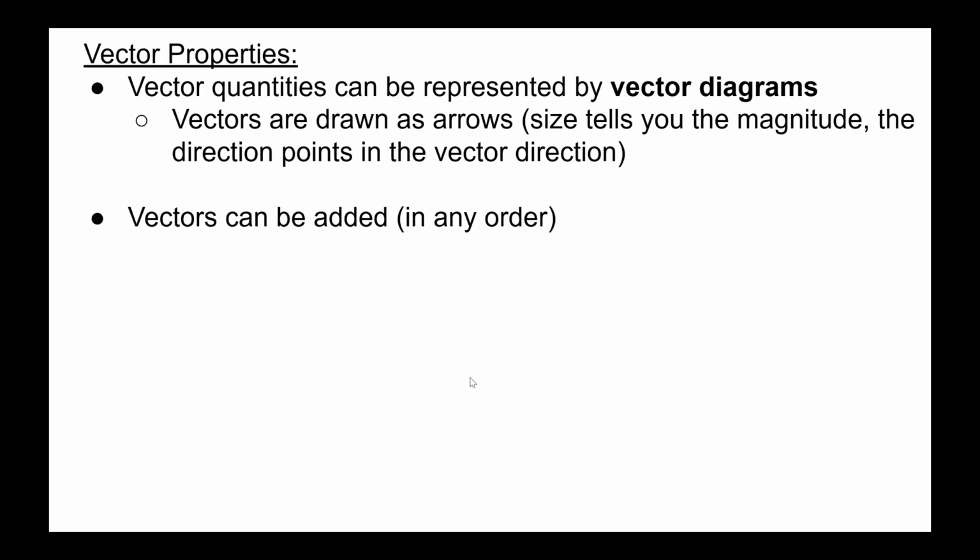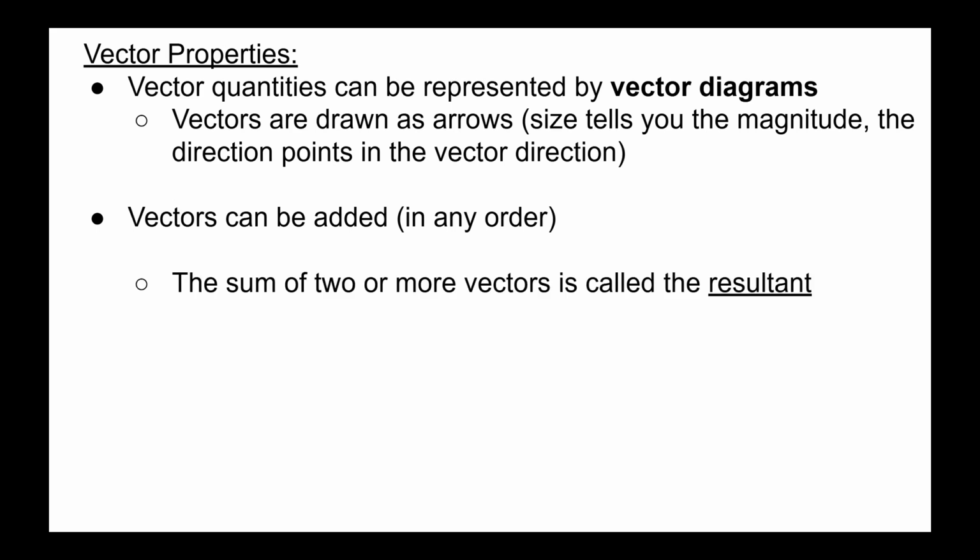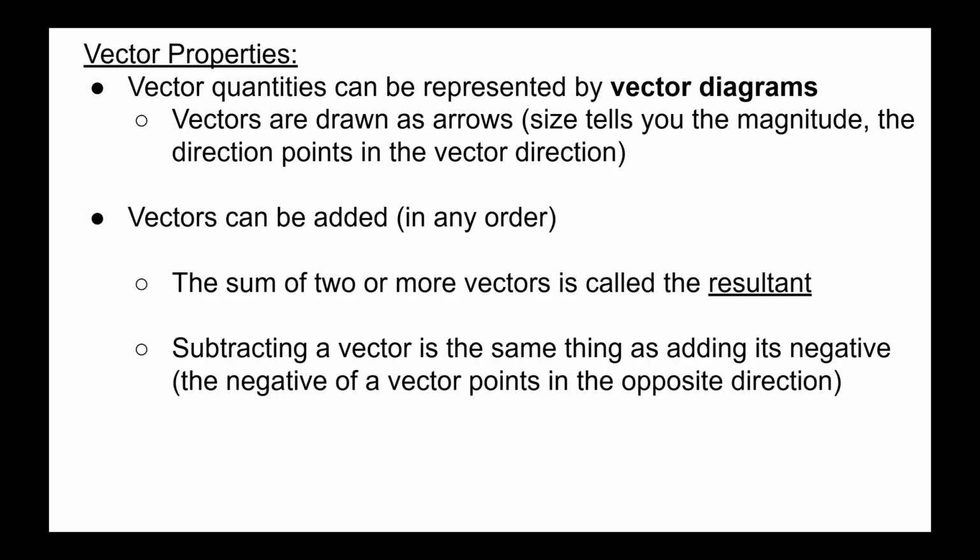Vectors can be added in any order. When you add vectors together, this is called vector addition. It's going to be the majority of what we talk about in today's lesson. The sum of 2 or more vectors is called the resultant. And when you subtract a vector, it's the same thing as adding the vector's negative. A vector's negative points the opposite direction.